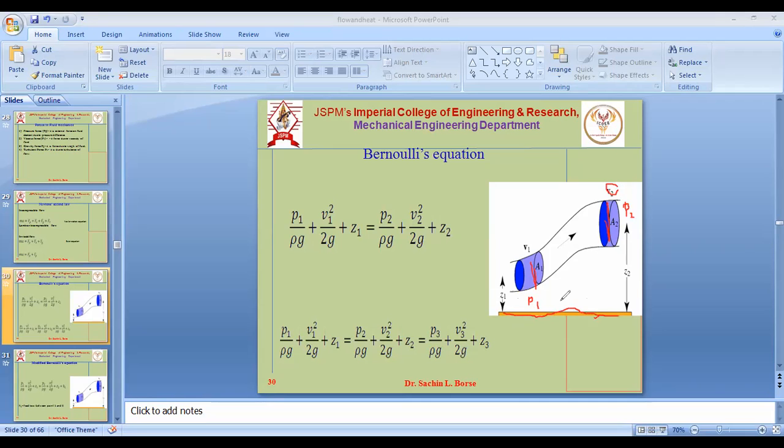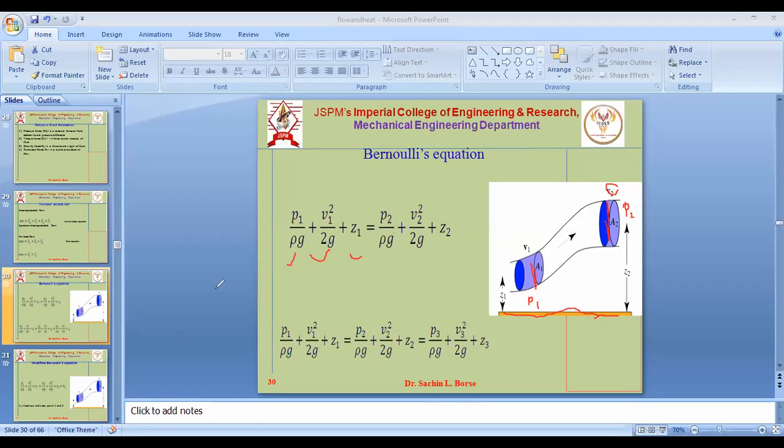Okay. So it tells that the summation of pressure head, velocity head, and datum head: P1 by rho g plus velocity head V1 square by 2g plus Z1 is equal to what? P2 by rho g plus V2 square by 2g plus Z2. So in Bernoulli's equation, we assume that there is no friction loss. But in reality, what happens? There is a friction loss between the two points.